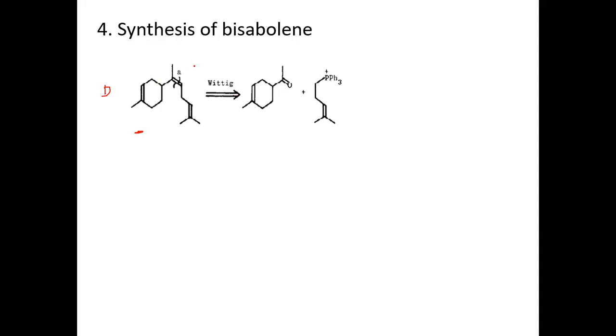So Wittig reaction means we are disconnecting here. If we disconnect here, we'll get a ketone and this is called phosphorus ylide. When we mix the ketone molecule and phosphorus ylide, we'll get a double bond like this. Remember, this is the name reaction, Wittig reaction.